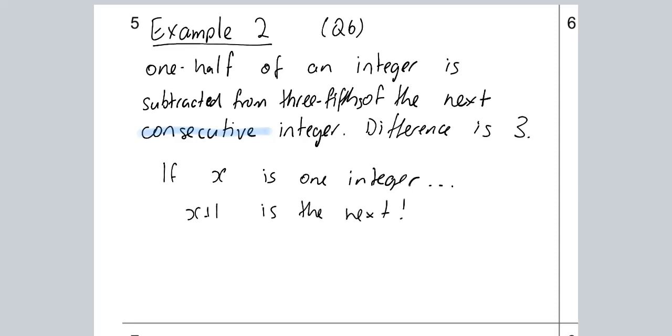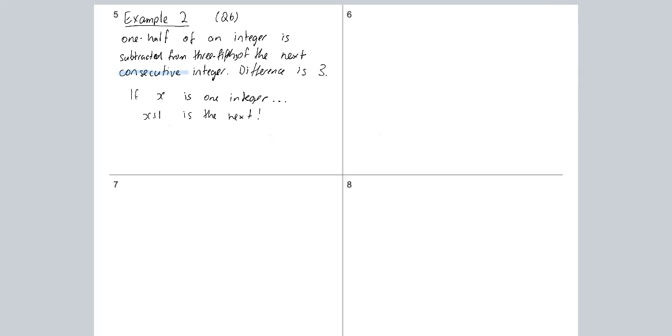So what do we actually have? We have 1/2 of an integer is subtracted from 3/5 of the next consecutive integer. I'll zoom out so you can see the problem along with the solution. So we're going to have 3 outside of x plus 1 over 5. That's 3/5 of the next number minus x on 2 is equal to 3. The difference means the result from subtraction.